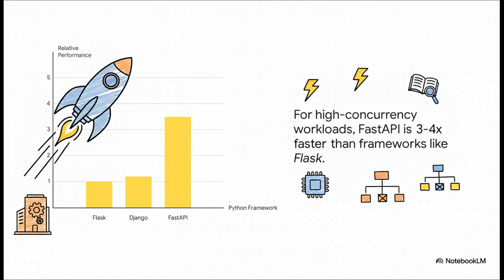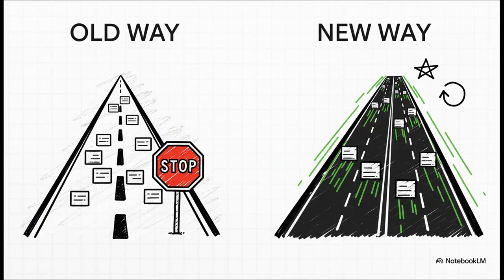This isn't just a small bump in performance. When you're dealing with a lot of users hitting your API at the same time, you can see FastAPI is just miles ahead of a traditional framework like Flask. This is a genuinely massive leap forward for Python. So how does it pull this off? Well, as you see here, it comes down to a fundamental shift.